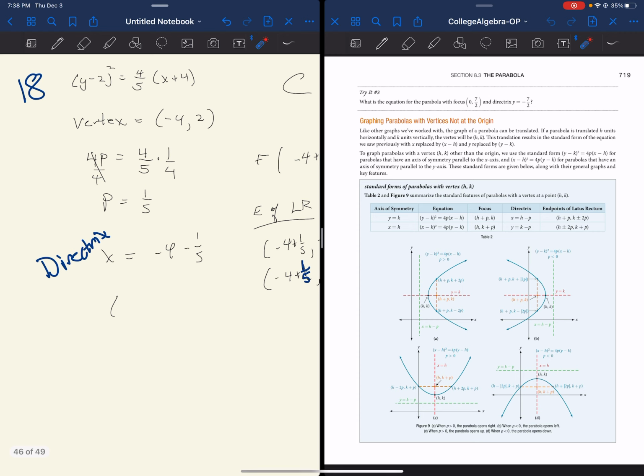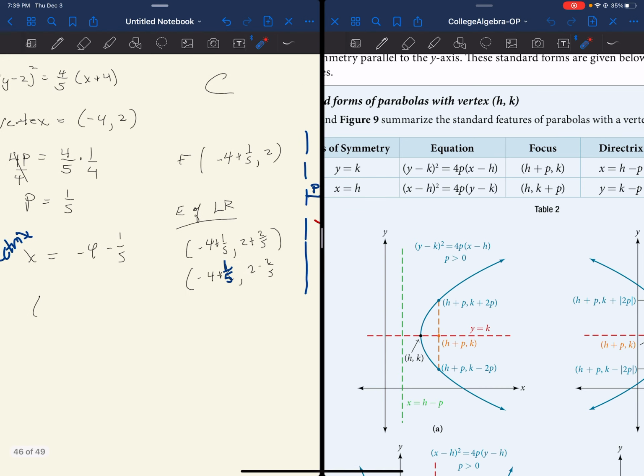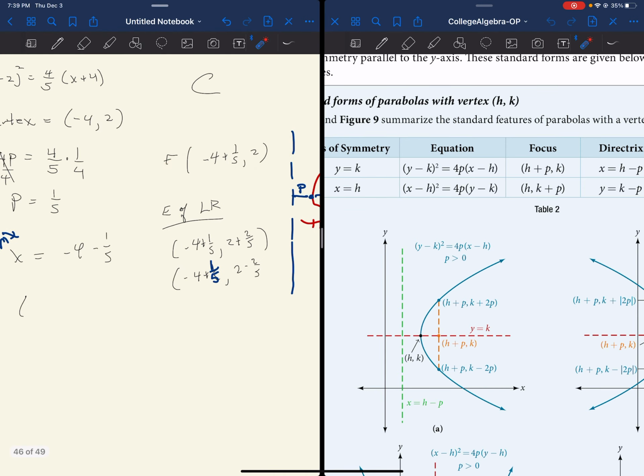Okay, so on this equation right here, it says the focus is (h, k). Well, what's h? H is right there. So h should be that, oh, but it needed a minus. So it should be -4. Okay, so my h is -4. And then plus p. Well, that's still 4p, so p would still be a fifth. So it should be (-4 plus a fifth, 2). And there it is for the focus right there.